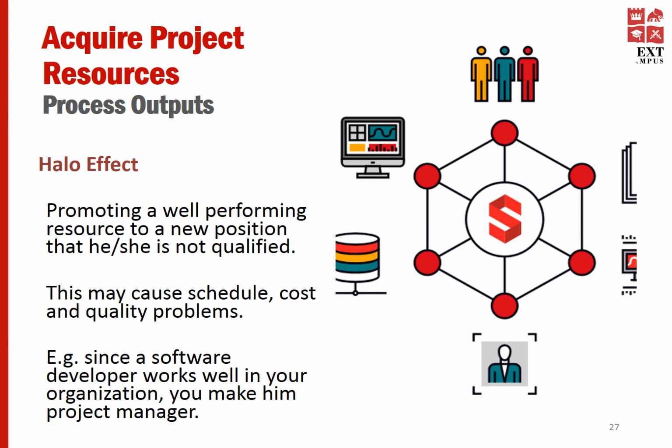Under process outputs, it's important that we understand one concept called halo effect. Promoting a well-performing resource to a new position that he or she is not qualified for is known as halo effect. This may cause schedule, cost, and quality problems. Example: since a software developer works well in your organization, you make him the project manager. This might be a wrong decision to make. Just because he was a great software engineer, it doesn't guarantee that he or she becomes a great project manager.